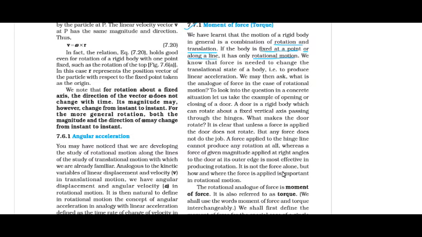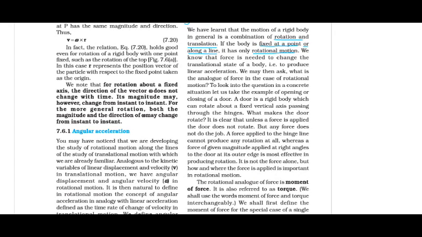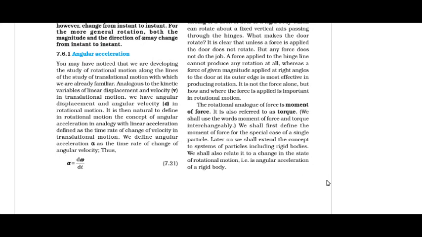It is not the force alone, but how and where the force is applied that is important in rotational motion. So the main important thing is how and where the force is applied. The rotational analog of force is moment of force. It is also referred to as torque. So moment of force and torque represent the same thing.